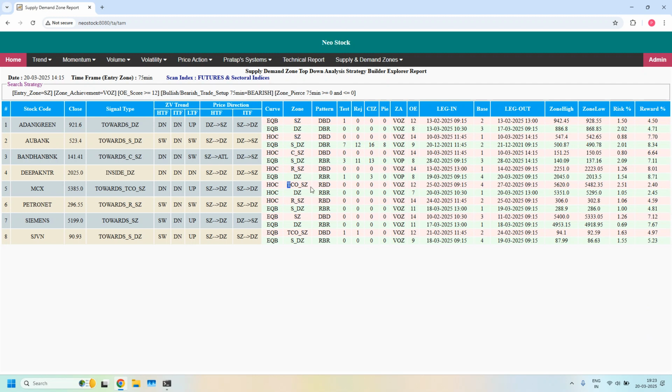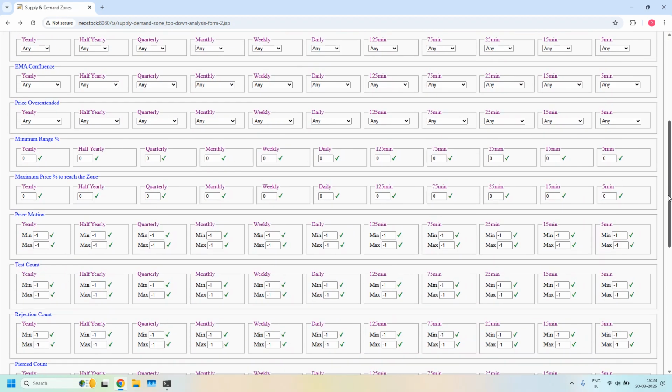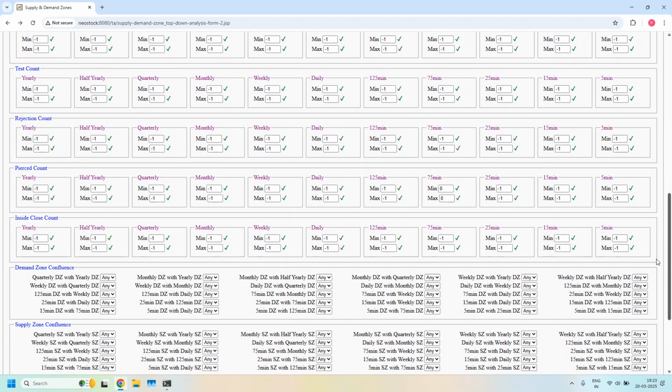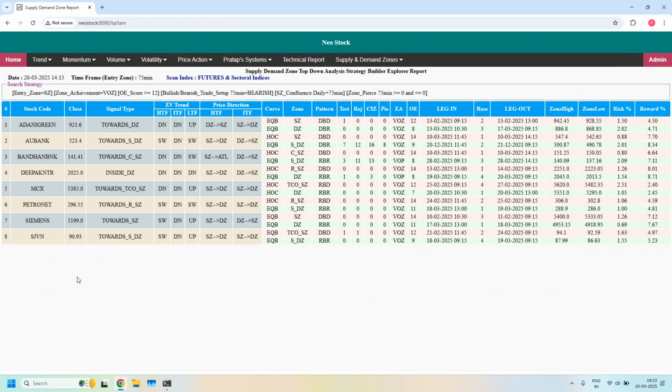These 8 are supporting bearish trade setup for weekly income trade, and entry time frame zones are 75 minute supply zones. Okay, out of these 8 75 minute supply zones, how many are having ITF supply zone confluence? Let's filter. That is 75 minutes with daily supply zone confluence. So I enable the filter, applying on the 8 stocks. We got all 8 stocks. In all the 8 stocks, these 75 minute supply zones are overlapped with daily supply zones. And the daily trend is down in all the stocks.